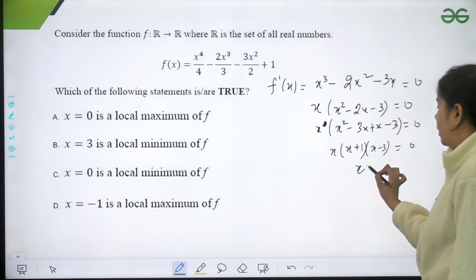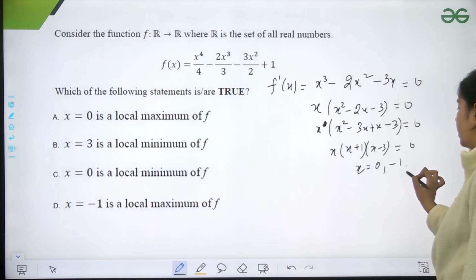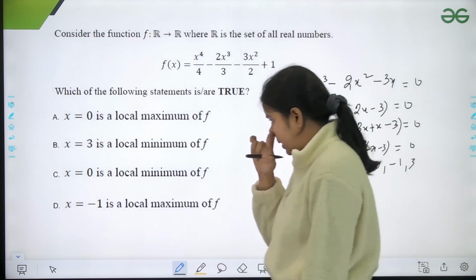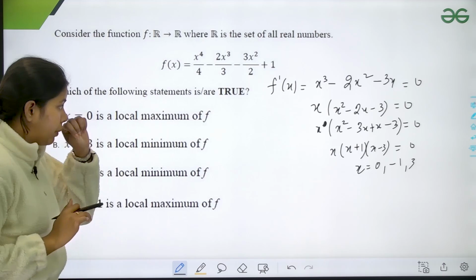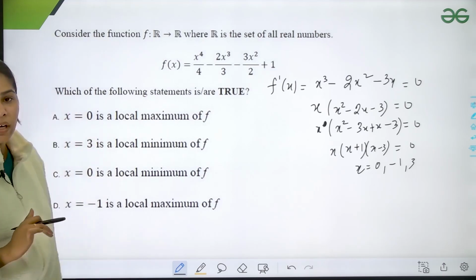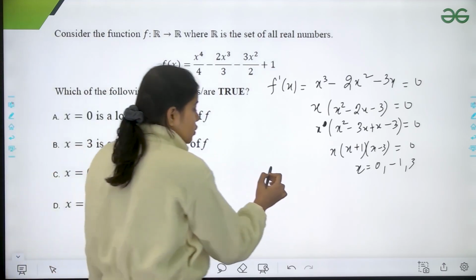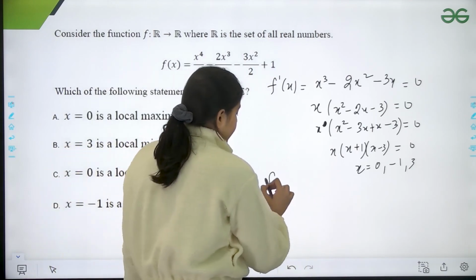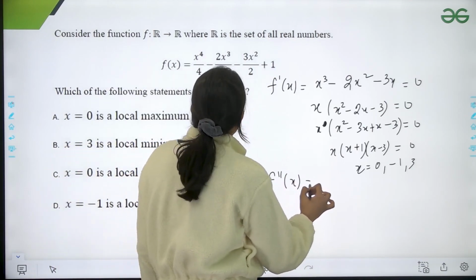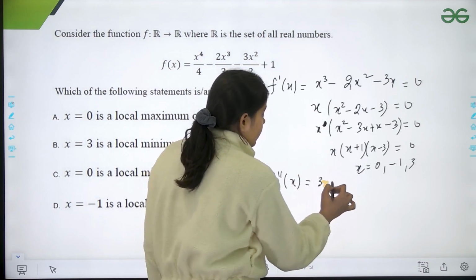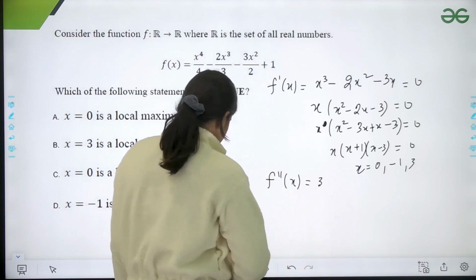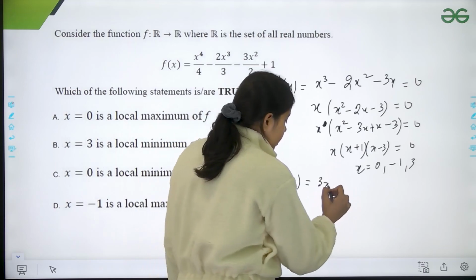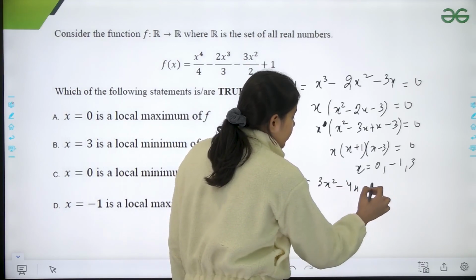So x critical values would be 0, minus 1 and 3. I have to check at these points. Now I have to find the double derivative to check where I am getting maxima and minima. So let's find the double derivative. If I solve for the double derivative, I'll get 3x square minus 4x minus 3.